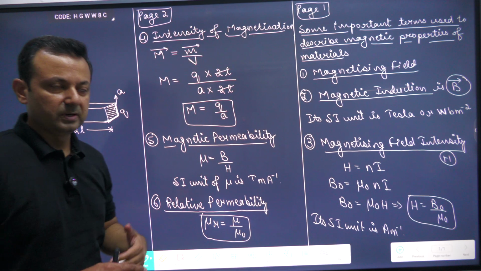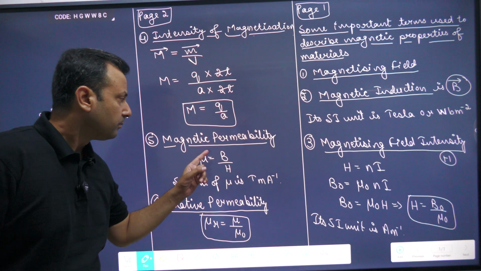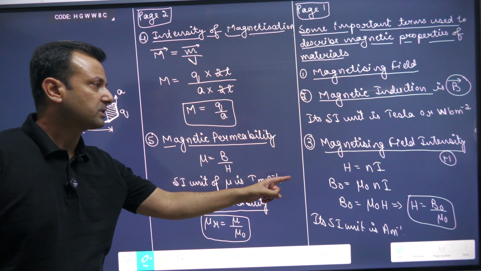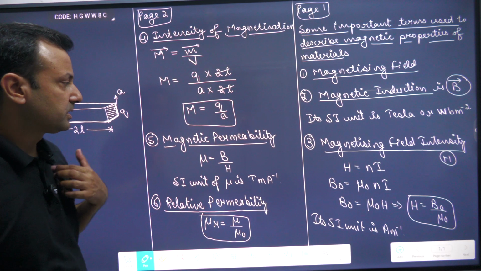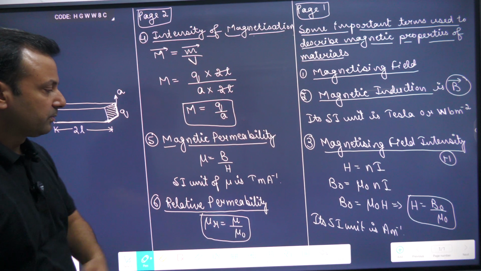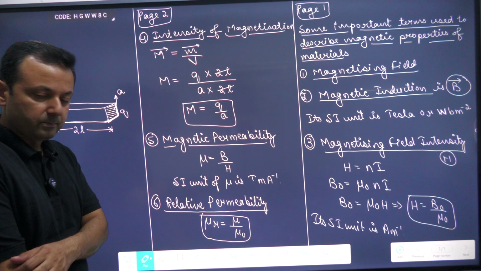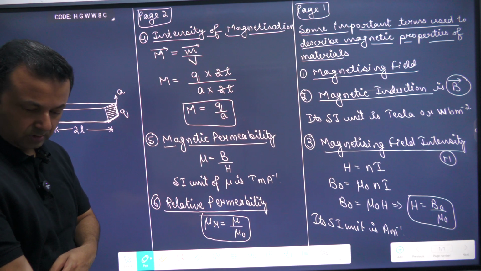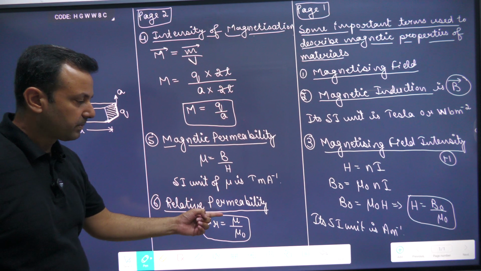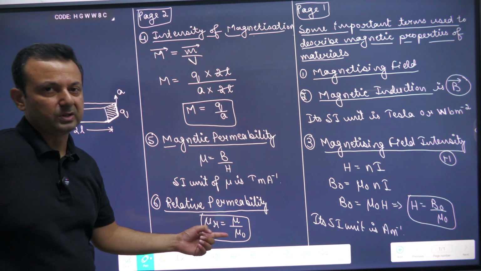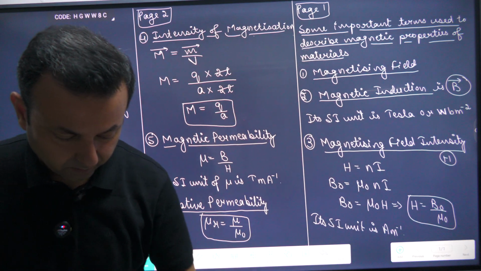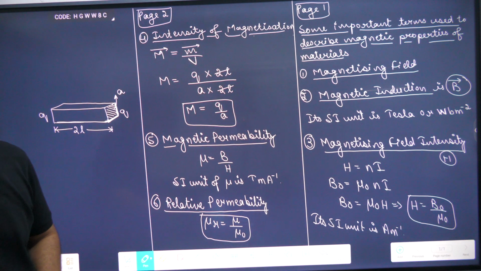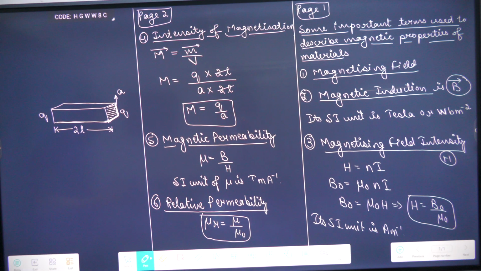Fifth term is magnetic permeability. Magnetic induction divided by magnetizing field intensity is called magnetic permeability. This is defined as mu is equal to B upon H. Now relative permeability. Relative permeability is mu r is equal to mu upon mu naught, the permeability of a medium upon permeability of free space. So all these 6 terms are clear to you? All the terms are clear or not? Okay. Now let's move on to the next term, magnetic susceptibility.